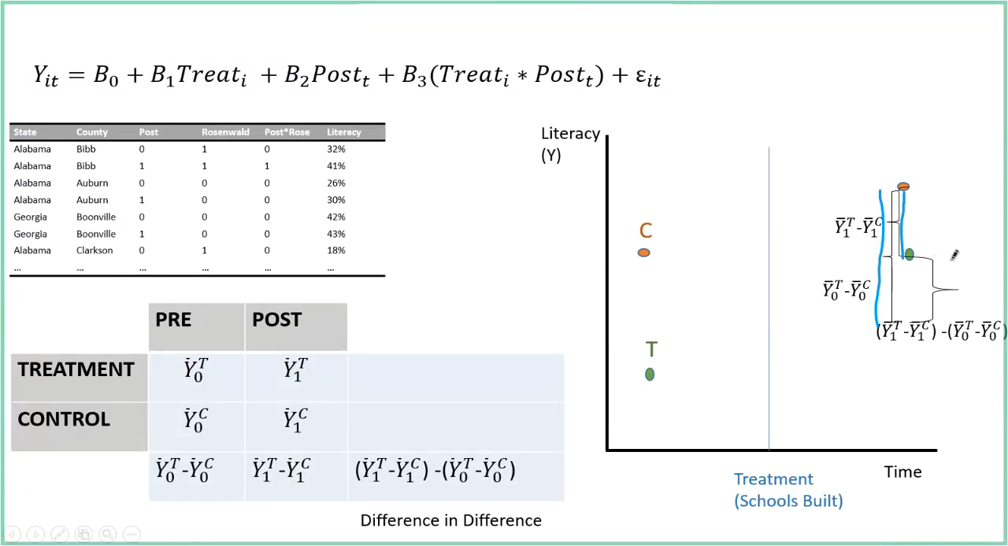And so what we're going to say in this case is that the causal impact of the Rosenwald schools, the difference that the Rosenwald schools made in terms of literacy rates for non-white students in the South, is this third vertical bar, the difference between the two differences, hence the name. By this point in the lecture, you're probably all sick of me saying the word difference.